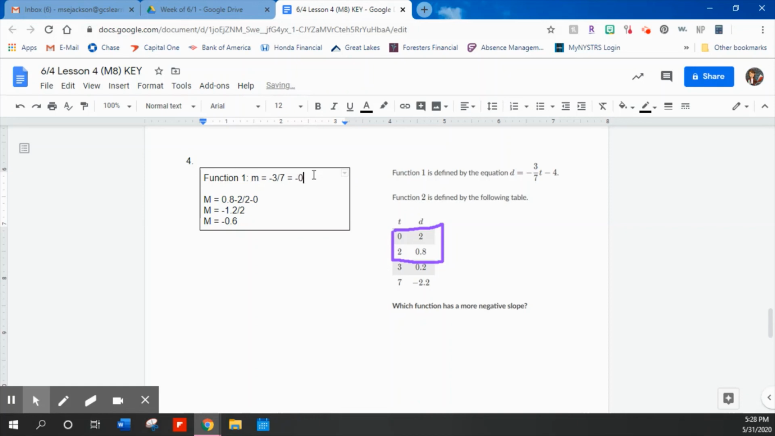I get -0.42857, and it keeps going forever and ever. So which one is more negative? So the bigger negative is going to be function 2. So function 2 has a more negative slope.